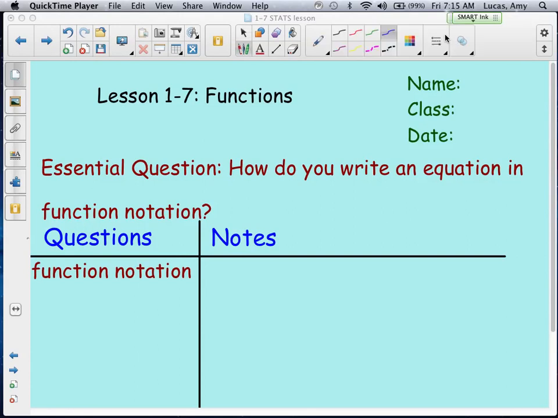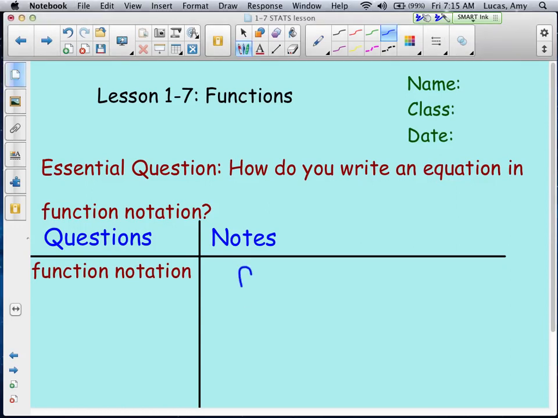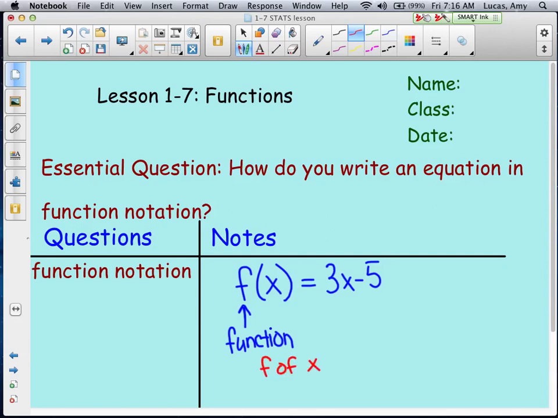Function notation is a specific notation where you identify a letter for your function and a variable that it's written in terms of. So f of x equals 3x minus 5 would be an example of function notation. This letter f right here you read as function. When you say it out loud, you may have heard me say f of x. That means that it's a function in terms of x.